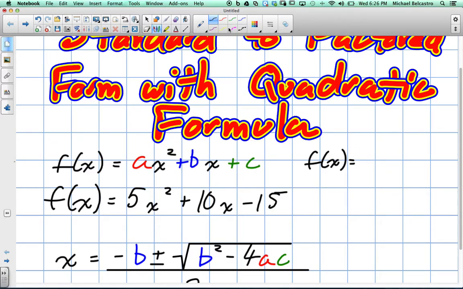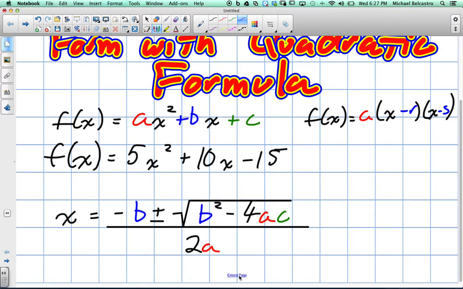And the factored form is: the a is the same, and x minus r, x minus s. And the r and the s are x-intercepts. Okay, that's what we're doing with those. So we're going to move from standard to factored form, and we're just going to use a formula. Sometimes formulas are the easiest things to remember because we just got to know BEDMAS.